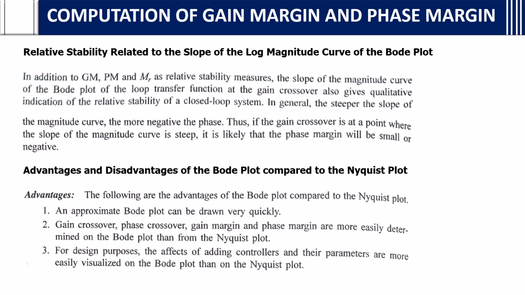Relative stability related to the slope of the log magnitude curve of the Bode plot. In addition to GM and PM, that is gain margin and phase margin, as a relative stability measure, the slope of the magnitude curve of the Bode plot of the loop transfer function at the gain crossover also gives a quality indication of the relative stability of a closed loop system.